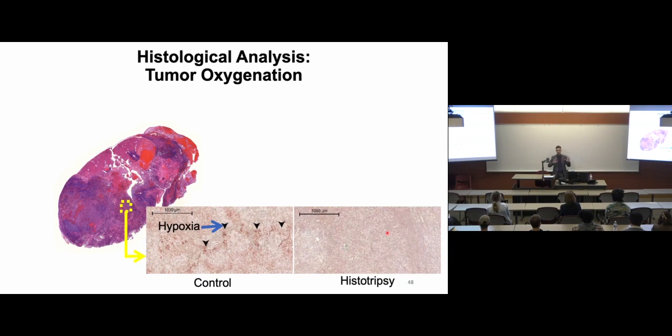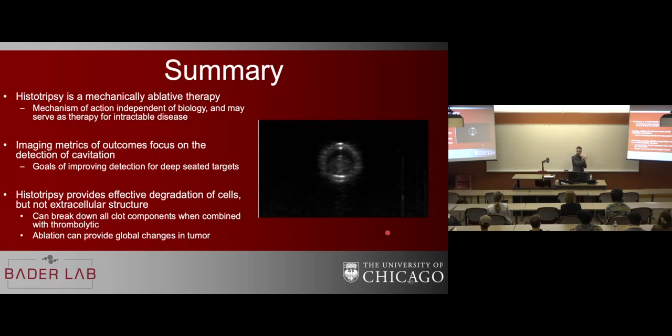It was more of a normoxic response. Now, this is important because hypoxia is strongly correlated with tumor resistance to really any sort of treatment: chemotherapy, immunotherapy, radiation therapy. So the fact that we may be causing shifts in the tumor oxygenation really suggests that we're going to be able to sensitize the tumor to all these different treatments. So we can ablate as much as we can, and we can sensitize the residual disease to adjuvant therapy.